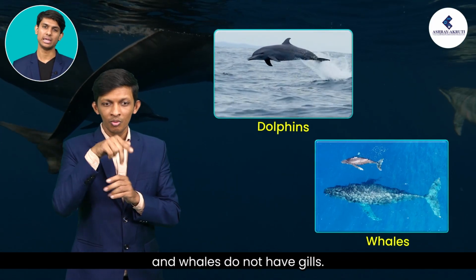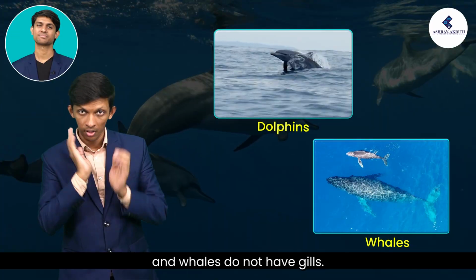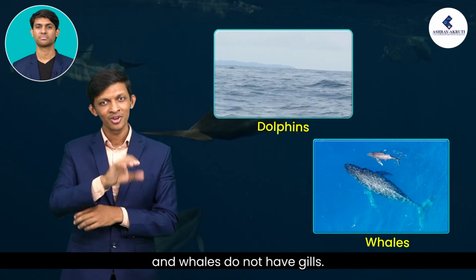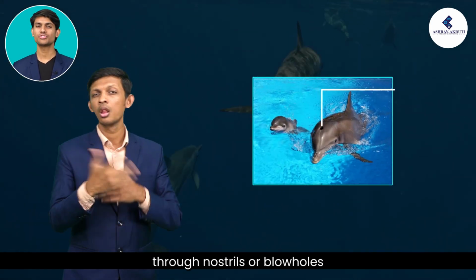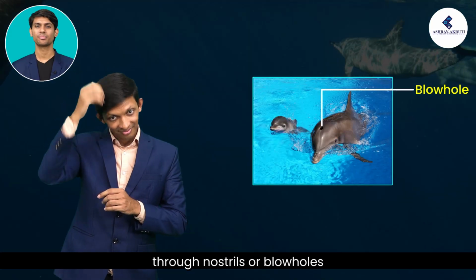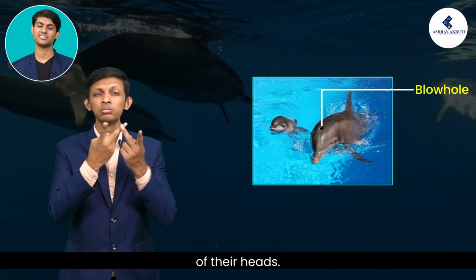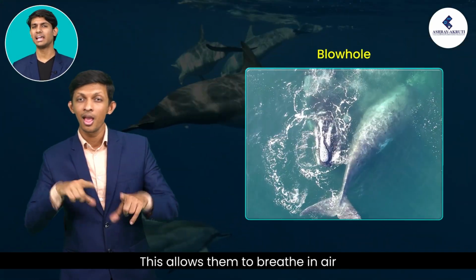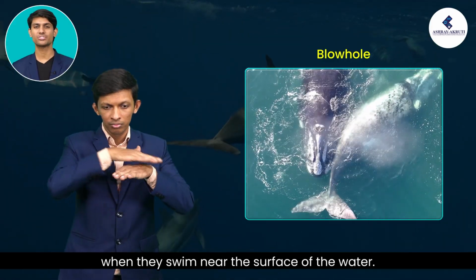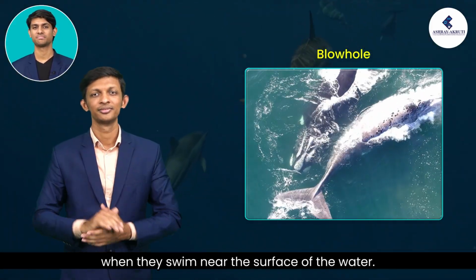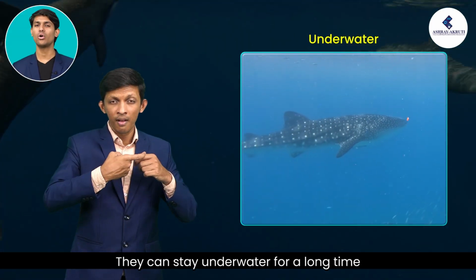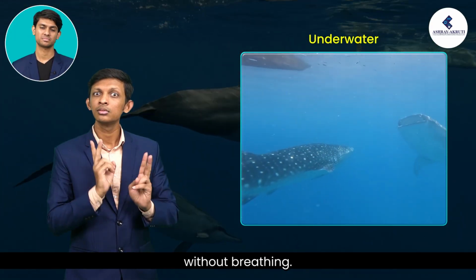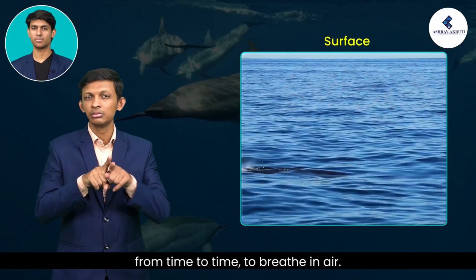Animals like dolphins and whales do not have gills. They breathe air through nostrils or blowholes that are located on the upper parts of their heads. This allows them to breathe in air when they swim near the surface of water. They can stay underwater for a long time without breathing. They come out to the surface from time to time to breathe in air.